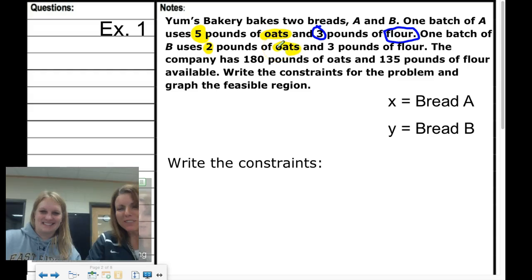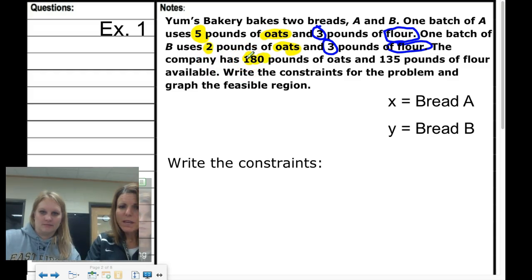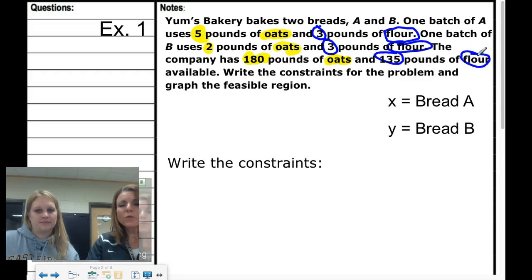2 pounds of oats and 3 pounds of flour. The company has 180 pounds of oats, so again, back to yellow, and 135 pounds of flour. Write the constraints for the problem and graph the feasible region.